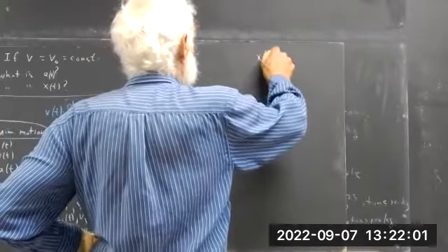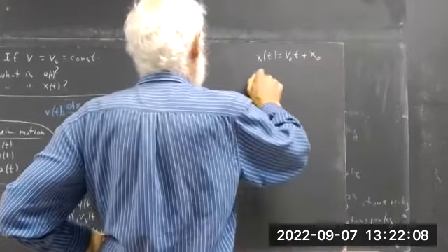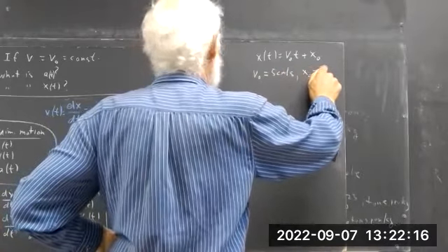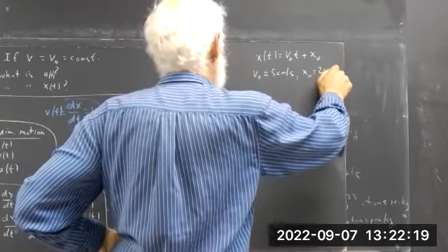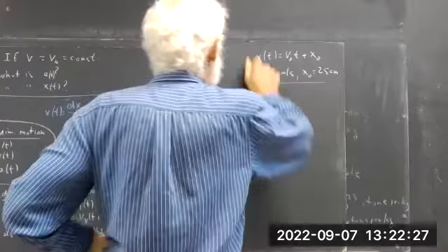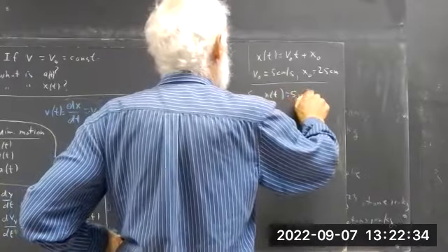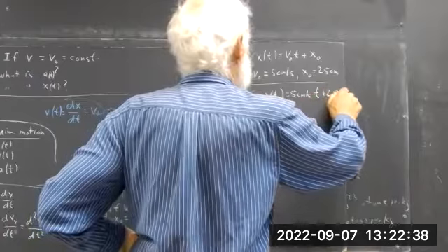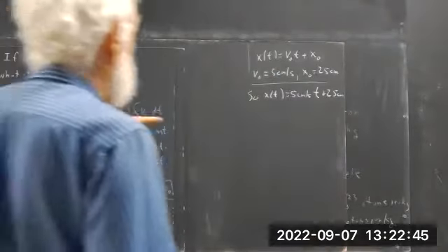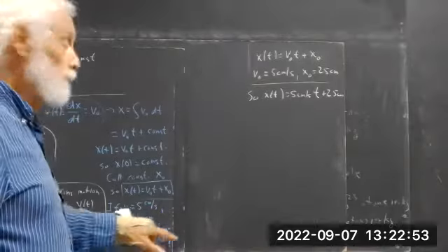Okay, so we write x of t equals v naught t plus x naught. V naught is 5 centimeters per second. X naught is 25 centimeters. So we write out the equation. This is the equation we need to answer any question we might have about x, our position. And all these questions are about positions.